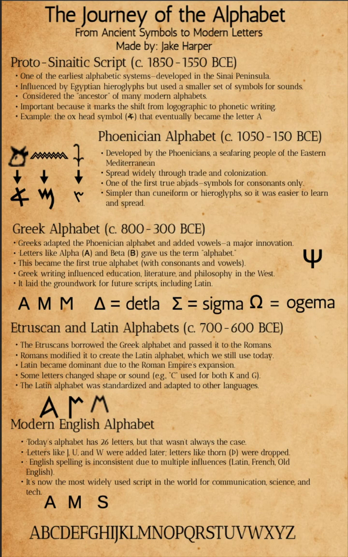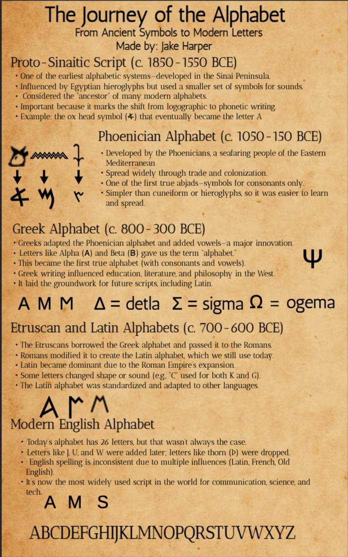Hello, everybody. My name is Jake Harper, and for my final project, I created an educational infographic titled The Journey of the Alphabet From Ancient Symbols to Modern Letters. My goal here was to create something that was accessible, visual, and engaging for a general audience, not necessarily people that have a background in ancient writing systems.